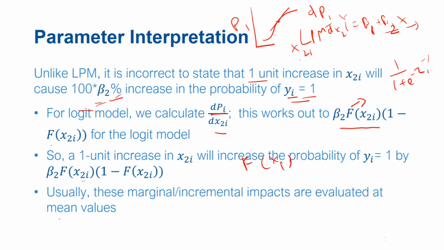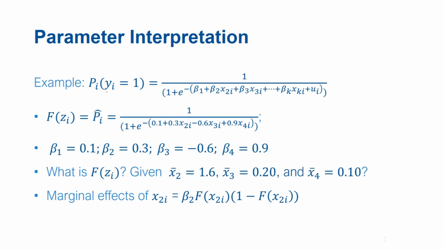These are often evaluated at mean values of variables like x1i and x2i, as we'll see through a simple numerical example. So have a look at this probability function, Logit class of function, where the value of zi is reflected with this expression. This is essentially 1 plus e to the power minus zi, where zi is captured by this expression. Now here, the parameters beta 1, beta 2, and so on are already estimated. We can see them. Beta 1 is 0.1, beta 2 is 0.3, and so on.